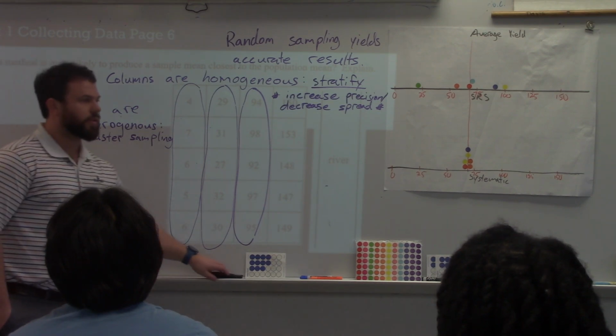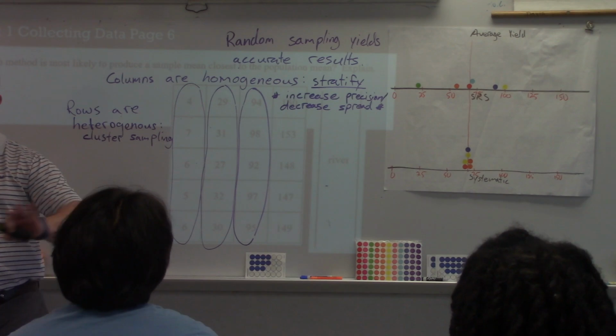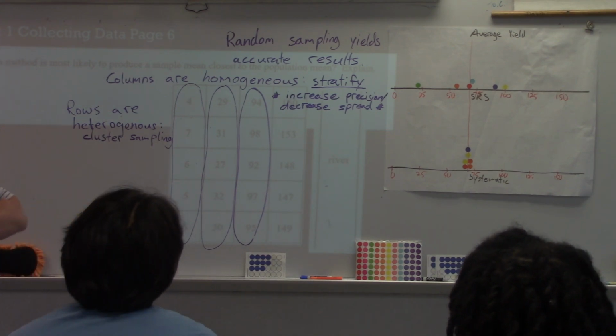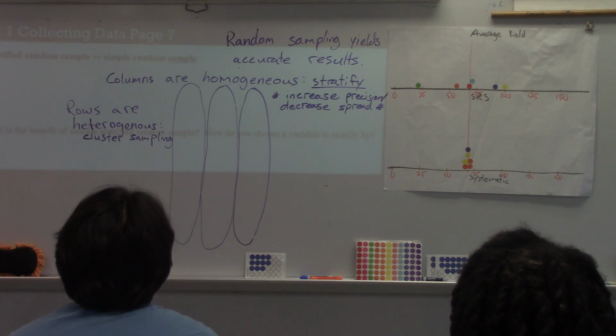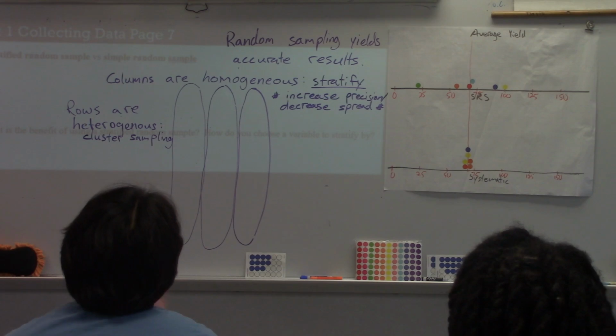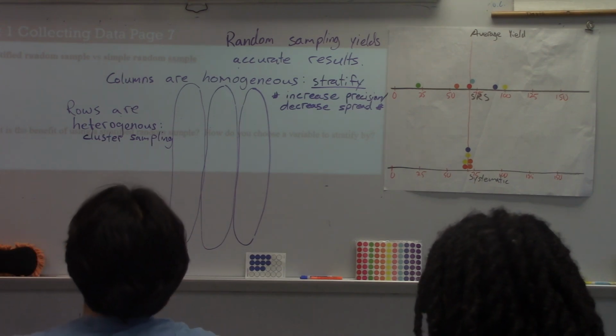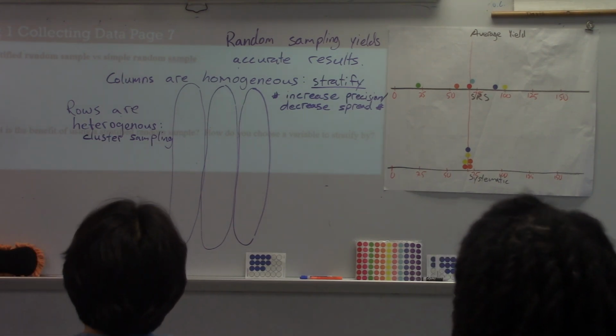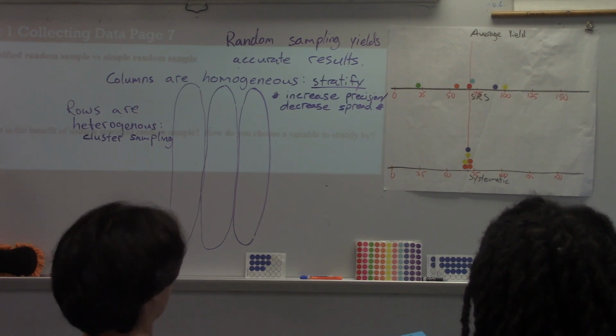What are your questions up to this point? Makes sense, hopefully. Going once, going twice. Okay, so stratified random sampling. Have we adequately addressed what that is versus simple random?